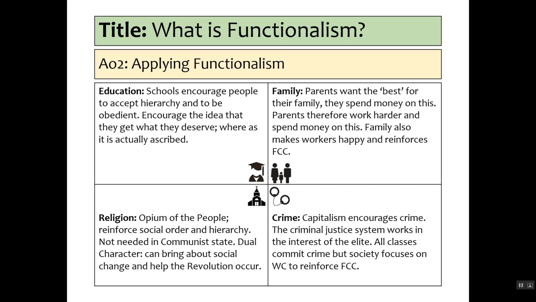It crops up in family. Parents naturally want the best for their family. This is reinforced by all of the media adverts that suggest if you spend money on these products, then you'll have the best life for your family. Parents are therefore encouraged to work harder, to earn more money, to spend money on their family, and it also makes workers happy, and it reinforces false class consciousness.